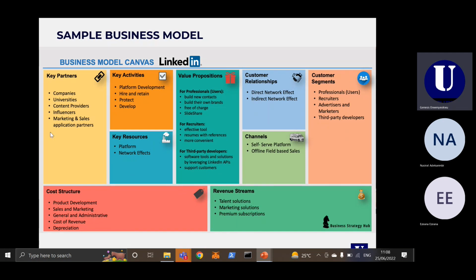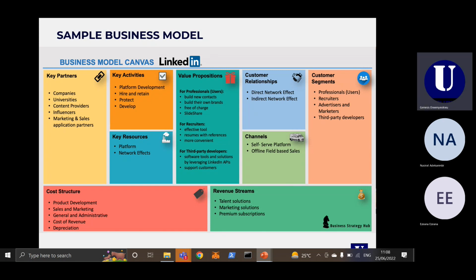Who are the key partners of LinkedIn? We have companies partnering with LinkedIn, universities partnering with LinkedIn to generate courses on LinkedIn Learning, content providers like you and I, influencers, marketing and sales application providers. Key activities of LinkedIn, what LinkedIn is concerned about, is to develop their platform. So platform development is a key activity for LinkedIn. Hiring and retaining their staff is a key activity for LinkedIn. Protecting their intellectual property and also protecting the customer is also a key activity.